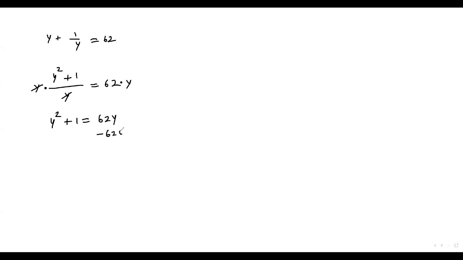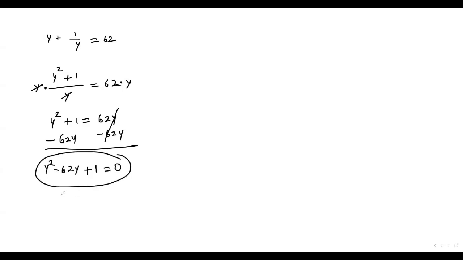Now let me subtract 62y from both sides. When I do so, this positive 62y and negative 62y will cancel out. I'm getting y square negative 62y positive 1 equals 0. Now this is a quadratic equation in standard form. I don't think we can solve this by factoring, so we have to use the quadratic formula to solve this quadratic equation.